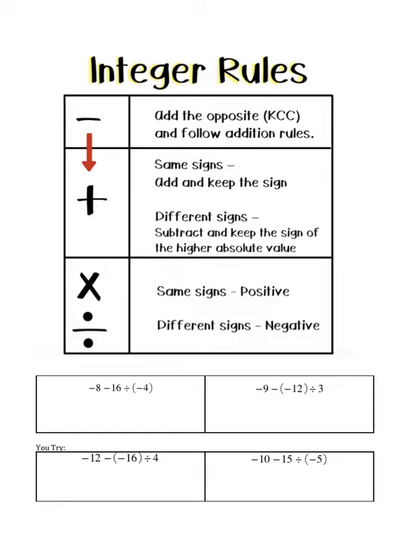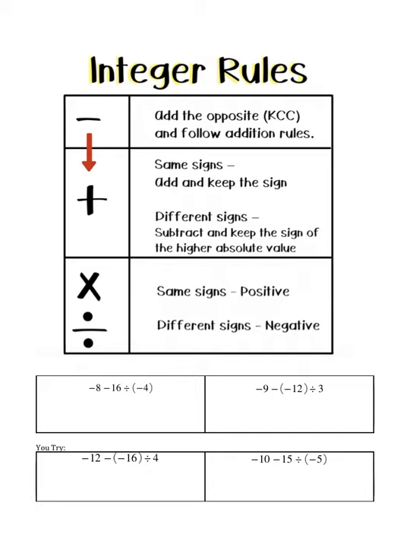Now the integer rules. We use the word integer when we talk about numbers that could be positive or negative, all right? Integer means the number's positive or negative. We use both of them. Let's look at some rules. When you are subtracting, you add the opposite and follow addition rules.